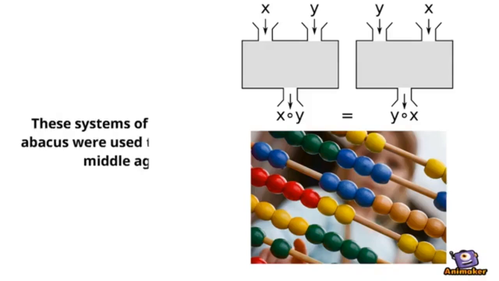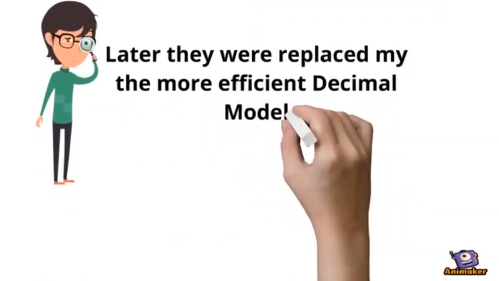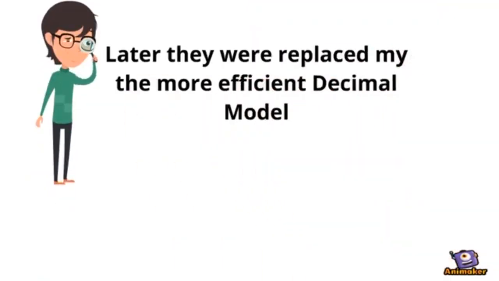Geometrical models like these boxes and ancient abacuses were widely used for numerical calculations in the late Middle Ages. Later, they were replaced slowly by the greatly superior symbolic methods based on decimal number system.